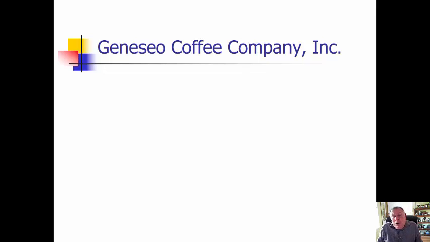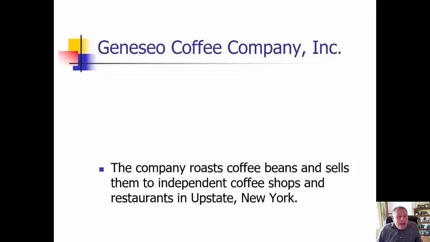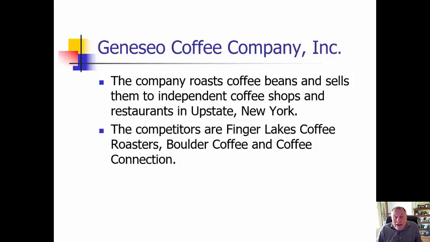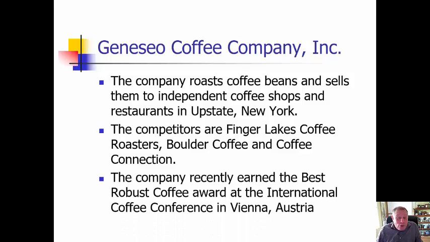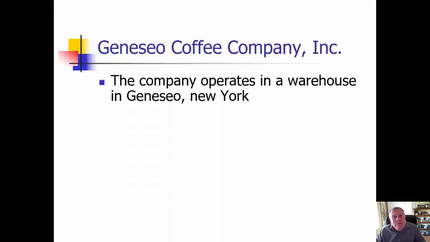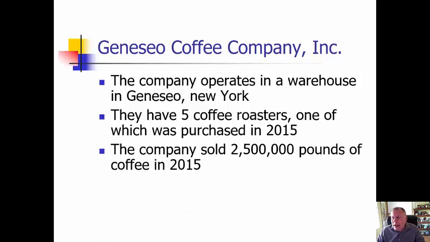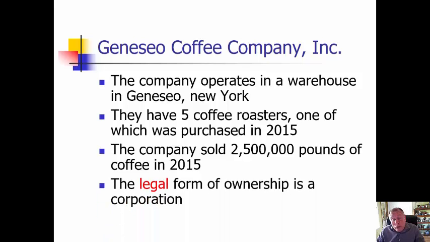And then I'm going to walk through Destination XL. So the first thing about GENESEO Coffee Company you should know is they roast coffee beans and sell them to independent coffee shops and restaurants in upstate New York. They have competitors: Finger Lakes Coffee, Boulder Coffee, Coffee Connection. They recently earned the Best Robust Coffee Award at the International Conference in Vienna. The company operates in wonderful GENESEO, New York. They have a warehouse, and in the warehouse are 5 coffee roasters, one of which was purchased in 2015. The company sold 2.5 million pounds of coffee in 2015. The legal form of ownership is a corporation.